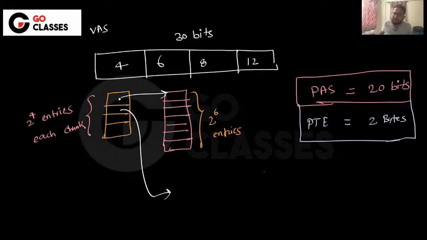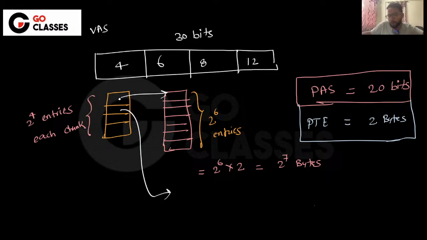See, there are 2 power 6 entries, right? So it is pointing to something which has 2 power 6 entries, but let me convert that to bytes. That means 2 power 6 into 2, because the page table entry size is 2, which means 2 power 7 bytes. So it is pointing to something which has 2 power 7 bytes. Since the physical address space is 20 bits, there could be 2 power 13 such chunks.